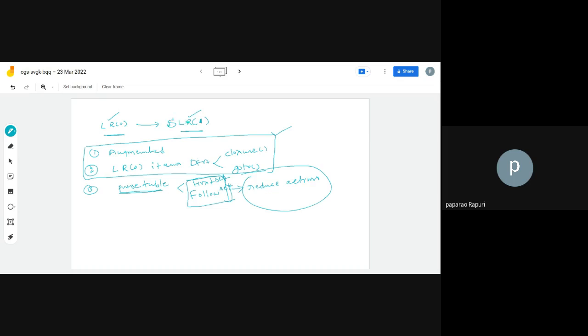SLR1 means simple LR. Previously we discussed bottom-up parsing and shift-reduce parsers. In that there is a problem: shift-reduce and reduce-reduce conflicts. To overcome that, we moved to the LR0 parsing table. Here also there is a problem: we are replacing all the terminals with the reduce actions. To overcome that problem, we are moving to SLR1. So today our class is about SLR1.